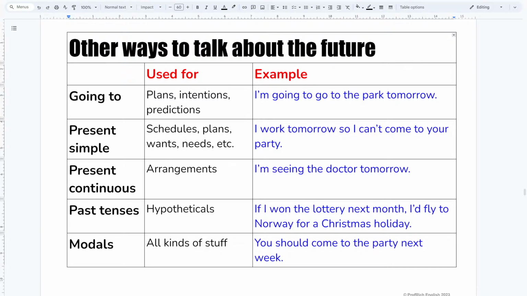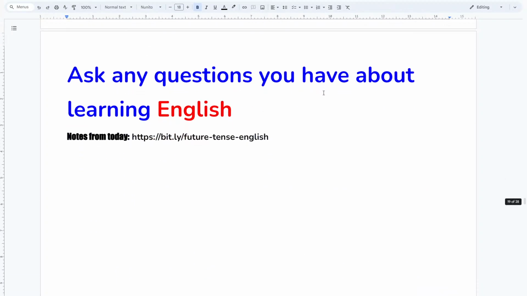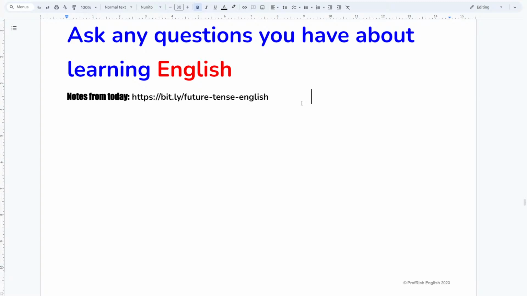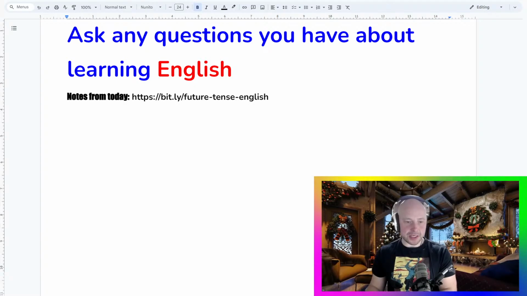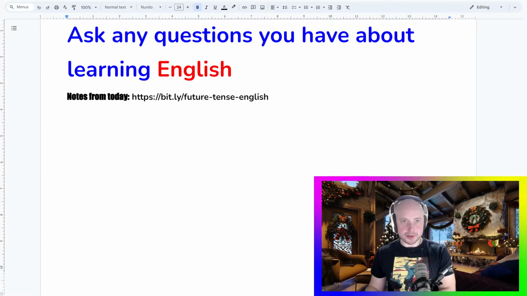Right, so that's the other ways of talking about the future. You can digest that. And we're moving on to questions. Any questions you have about learning English? And then after questions, we will look at the homework. So, any questions? Type your questions in the chat right now, and if we don't have any questions, I will move right on to homework.